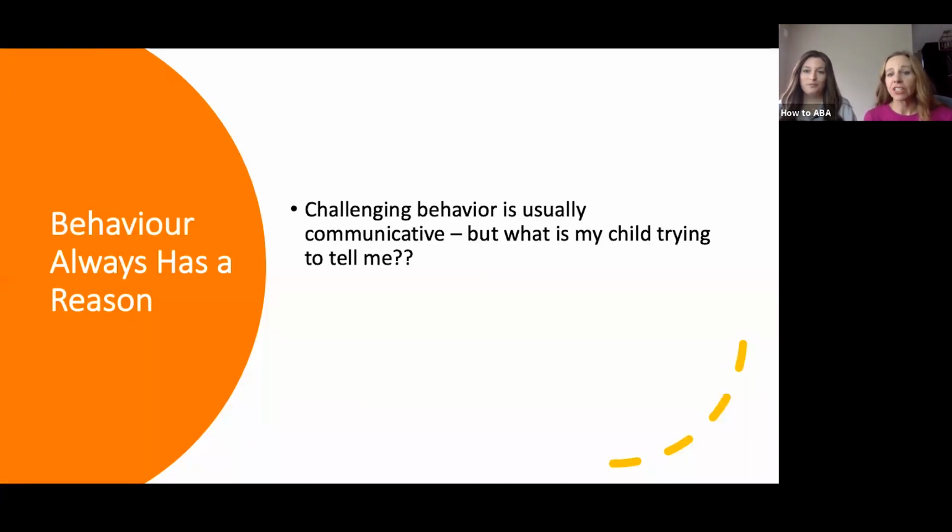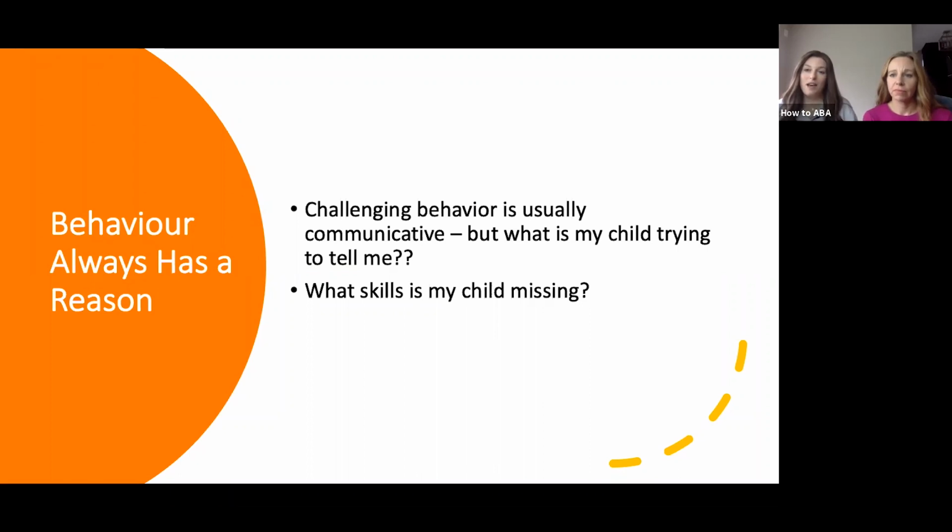Challenging behavior is usually communicative, but what is my child trying to tell me? Yeah, the behavior, like we said, is not random. Every behavioral excess is telling us that there's a skill deficit. So it's really two sides of the same coin, that they're engaging in this behavior because that's been the best way that they've learned to access the thing that they need. So there's a need there, and there's a skill that they need to replace that with.